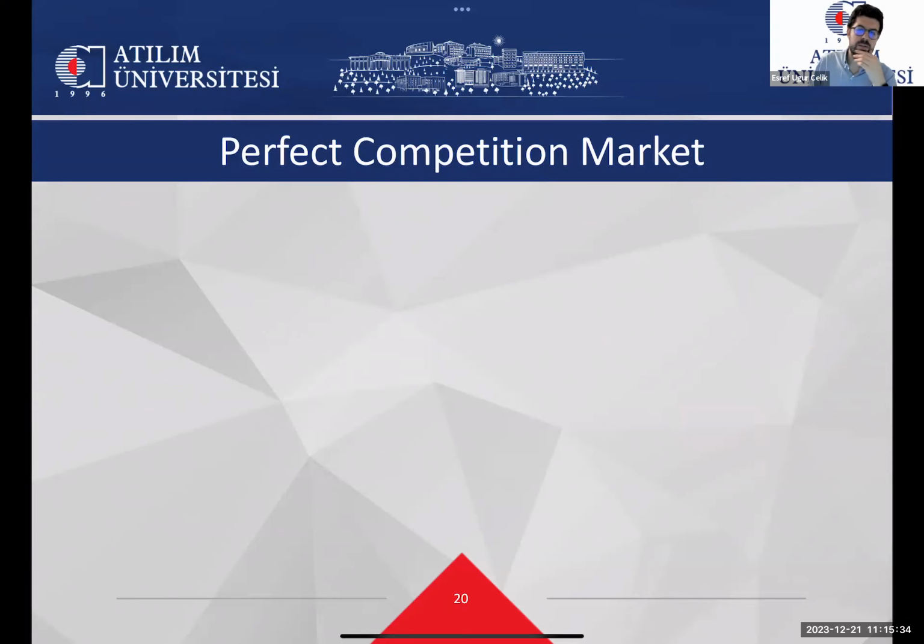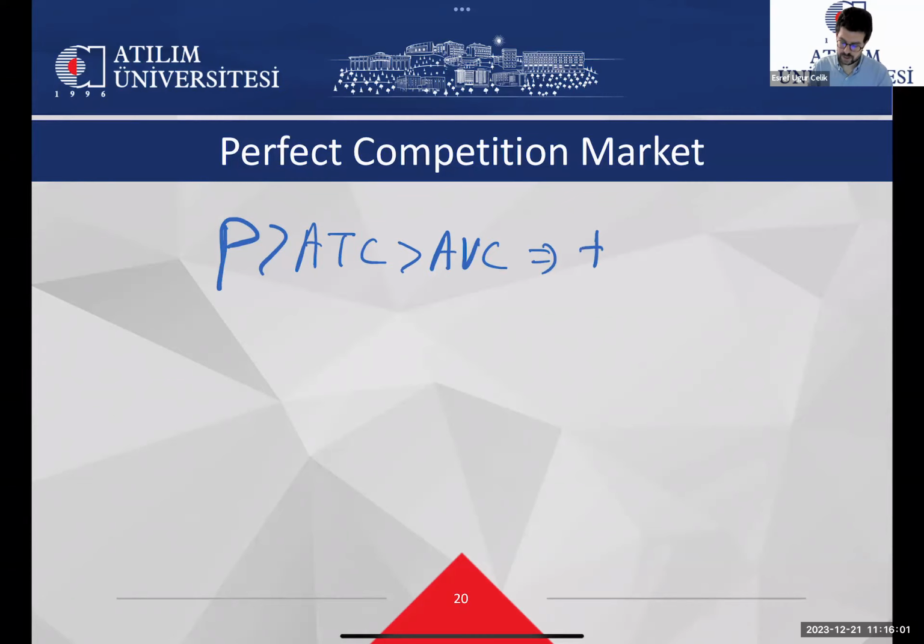In the graph question, we mostly find price, average total cost, and average variable cost. How can we understand whether we can continue to produce or not? That is the way for understanding. Let's assume that price is greater than average total cost, which is greater than average variable cost. We get positive profit. When we get positive profit, we continue to produce it.